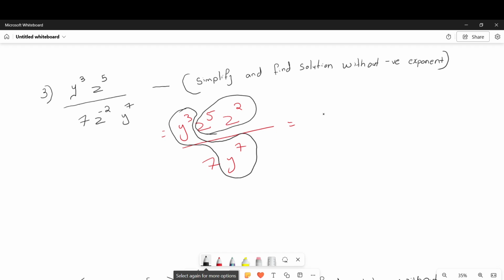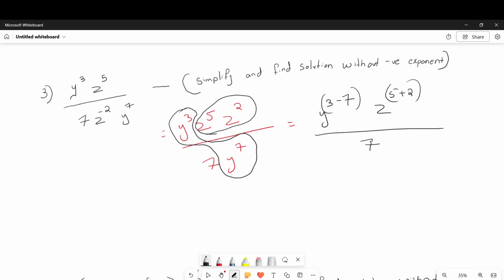So first we need to apply both. See, what is this? It is y to the power 3 minus 7. This is where we apply the quotient rule. The next is z to the power 5 plus 2 here. The 7 remains down here. Let's go to the next stage. Why is it minus 7? 3 minus 7. Again we got the negative exponent here. Minus 4, and z 7 divided by 7.